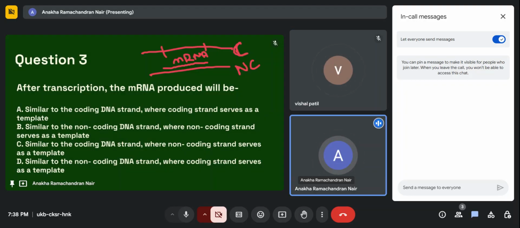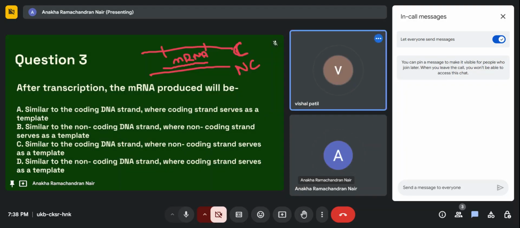Because the coding strand is also complementary to the non-coding strand. Since the coding strand and the mRNA are both complementary to the non-coding strand, it tells us that the coding strand and the mRNA are of the same sequence. Did you understand that a little bit? Do you want me to explain it?